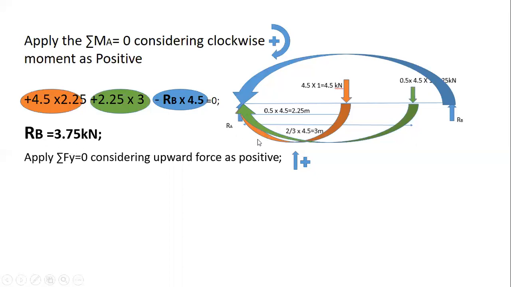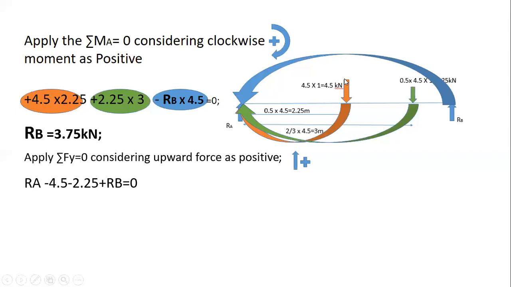Now, in order to find the reaction at A, I will apply the second equation of equilibrium, that is sigma Fy is equal to 0, considering the forces acting in the upward direction as positive. Now, what are the forces acting? There is a reaction which is acting in the upward direction, so I have considered it as positive.